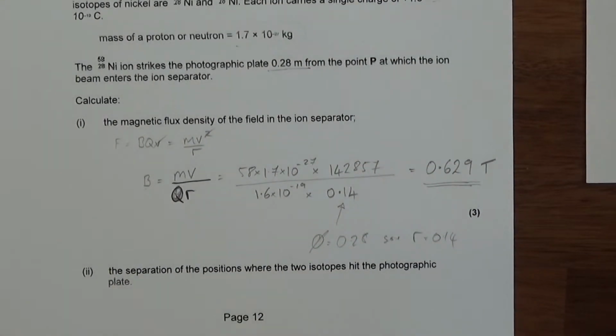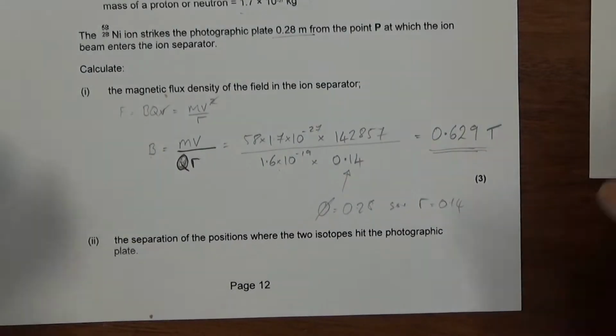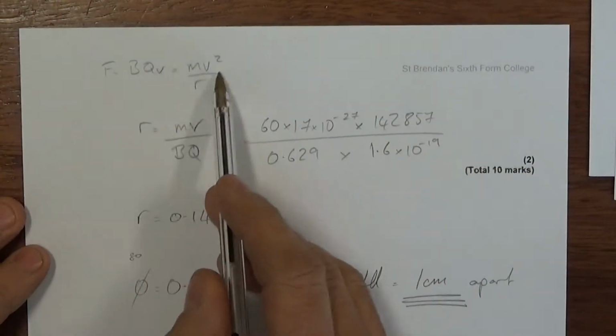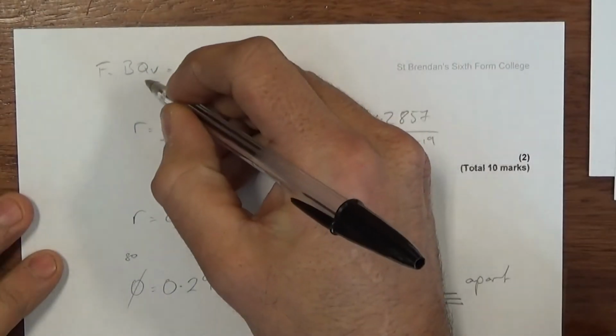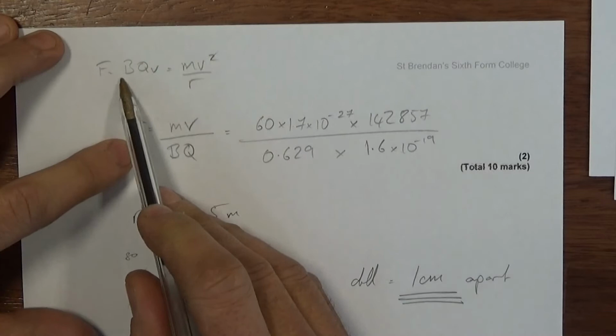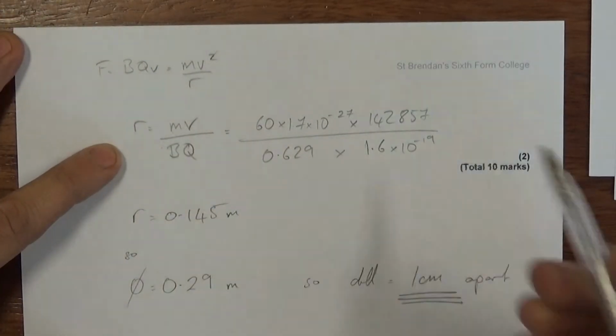Okie dokie. And then the next thing to say is the separation. It wants you to find the separation of the positions where the two isotopes hit the photographic plate. So, straightforwardly here, we go back to this thing here. Just keep going back to this basically. F equals BQV equals mv squared over r. Again, the v cancels out with that one there, and then I'm just going to rearrange this to make the radius the subject. Once we've done that, it's mv over BQ.